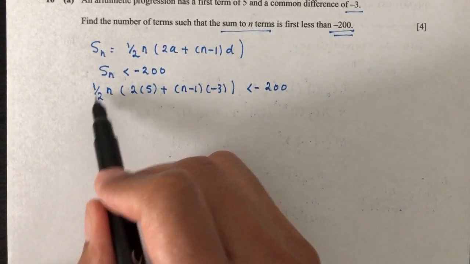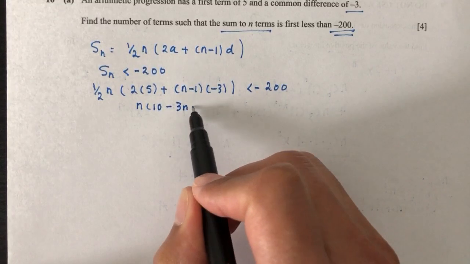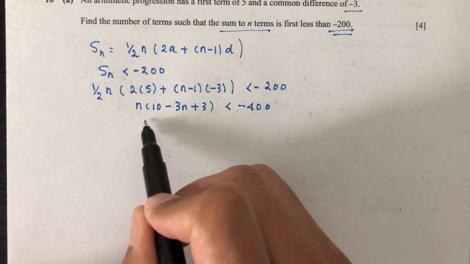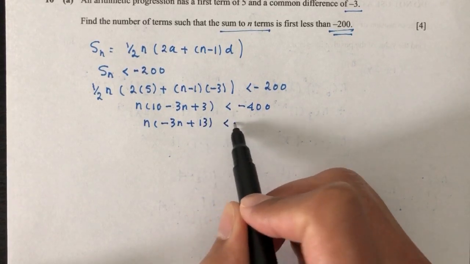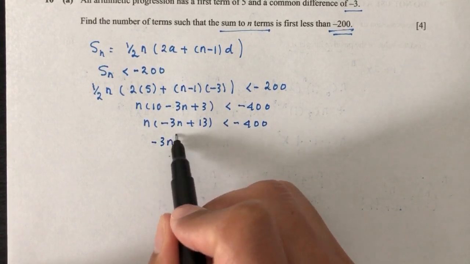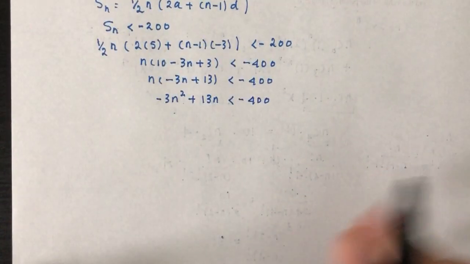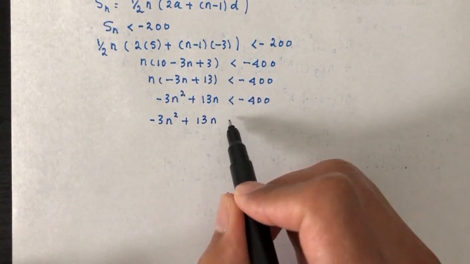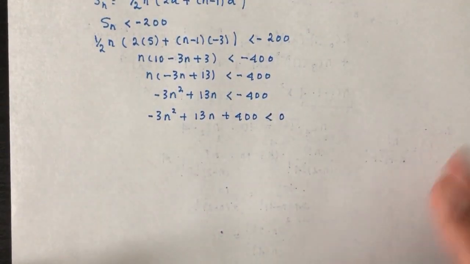So let's simplify. Let's send this one over here. We will have n times 10 minus 3n plus 3 less than minus 400. That will be n times minus 3n plus 13 less than minus 400. So here we have minus 3n squared plus 13n less than minus 400. Plus 400 less than 0. So we can solve this and find the value of n.